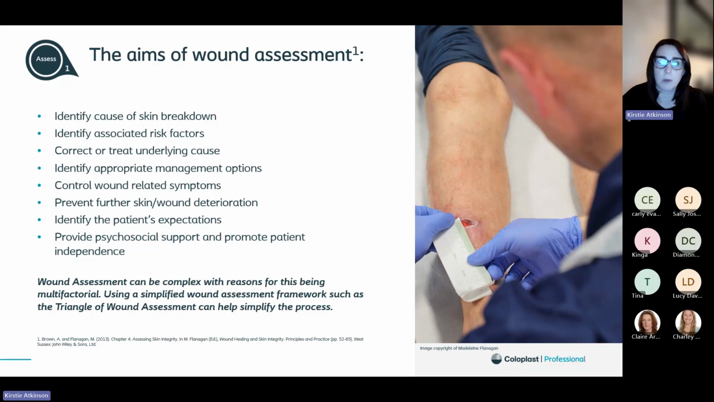And wound assessment can be complex with reasons for this being multifactorial. There's all different things that you've got to factor in when it comes to your wound assessment. You've got to factor the patient, the wound itself, any educational needs of your colleagues, and any organisational factors as well. But if you utilise a framework such as the triangle of wound assessment, where you look at the wound bed, the wound edge, and the peri-wound skin, it can help simplify the process by breaking it down, and then you're able to look at what treatment objectives that you'd require.